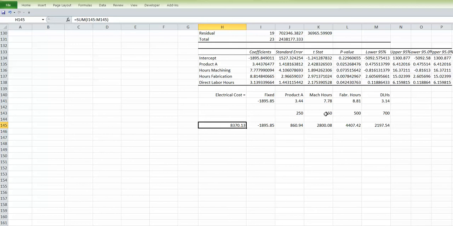Again, one of the things we need to be careful of, and we're probably going to want to run a regression to ensure that our fabrication hours and our machine hours and our direct labor hours are consistent with whatever levels of production we choose. That is, levels of production of product A, B, and C.